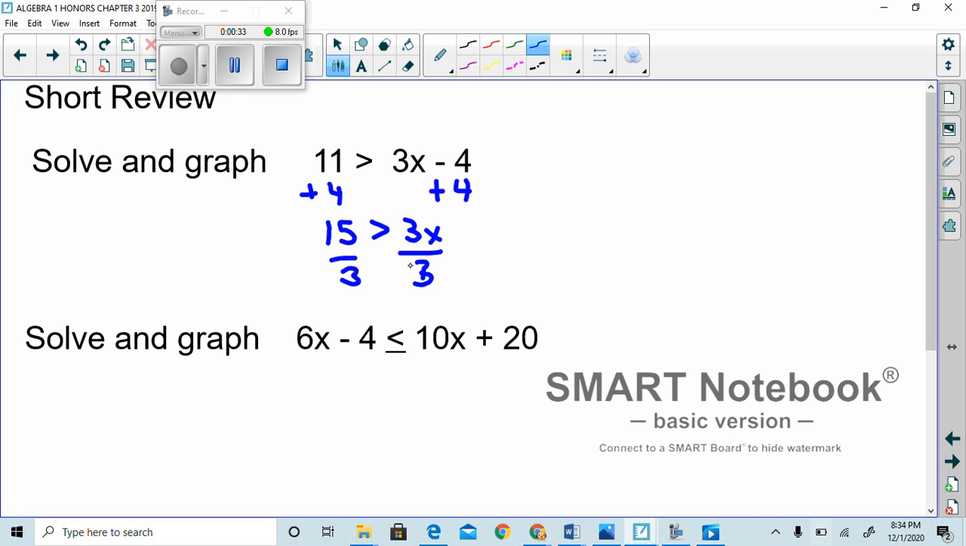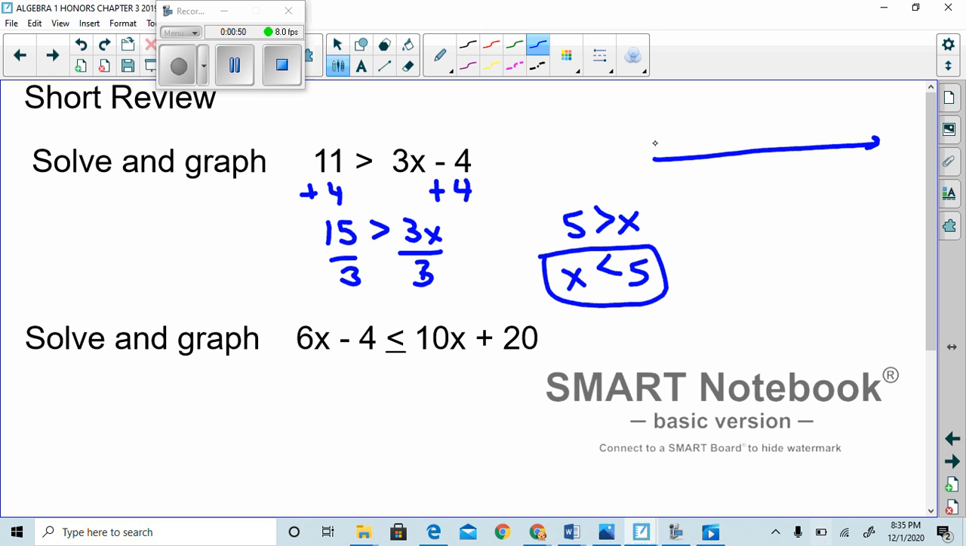And then we'll see that we have 5 is greater than x. And as you recall, we need to always rewrite an inequality with the variable first. We get x is less than 5. The next step was to graph.